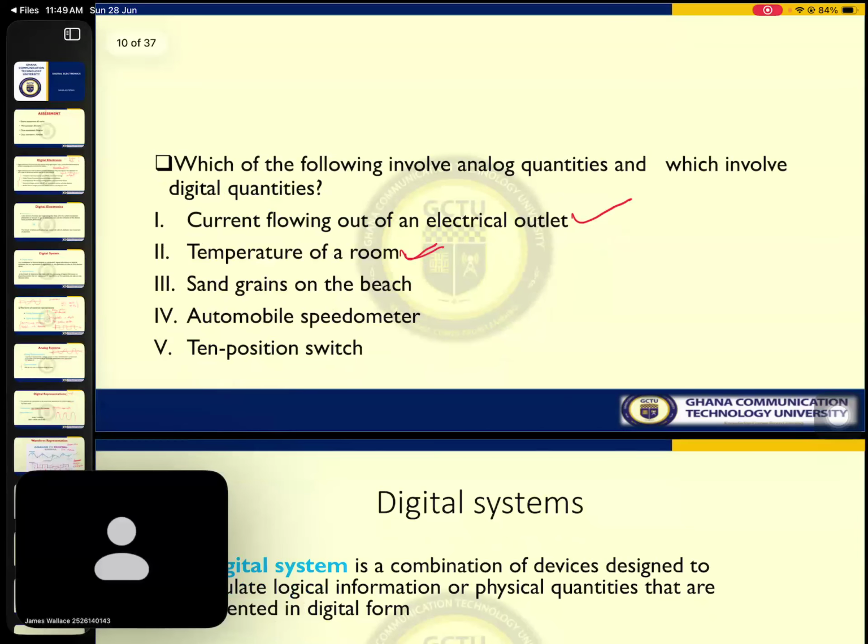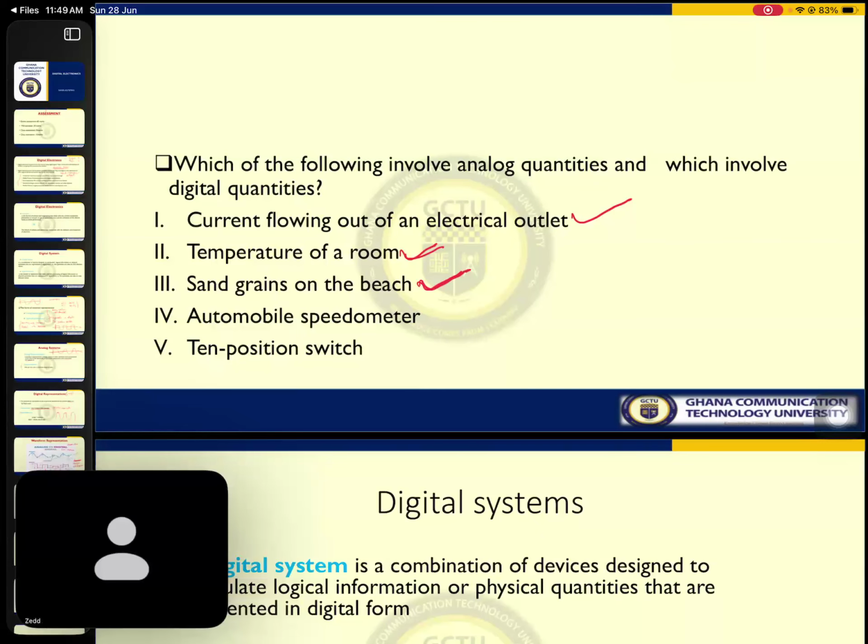The third one: sand grains on the beach. Is it digital? Okay, why digital? Because it's static. It can move, it can change, as compared to the analog. I understand, but your explanation is not quite right.